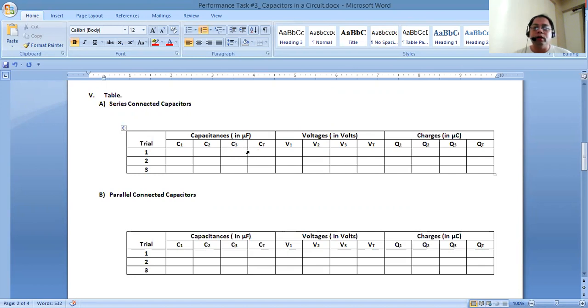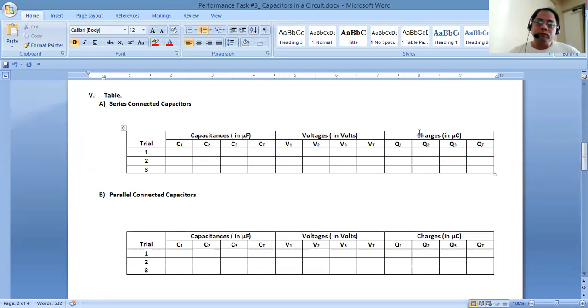So the values here are a group decision. Likewise, the battery voltage is also a group decision. Now I'm going to show later how to get your V1, V2, V3. Now, the last value here, Q, we have no device that will determine this.